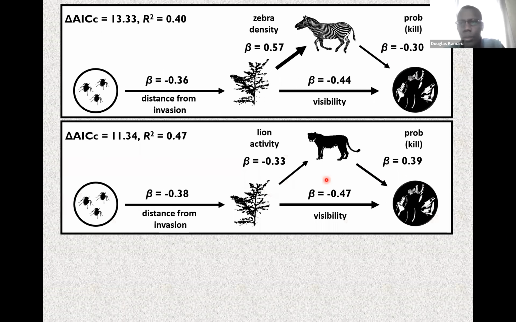The second one I'm going to show you is that the path big-headed ants increases visibility, which is this one here, and then visibility affects lion activity, and then affecting kill occurrence or zebra kill occurrence. And then again on this, there was some indication that zebra were killed more in areas of high lion activity, which is shown by this particular positive coefficient, which is this one here.